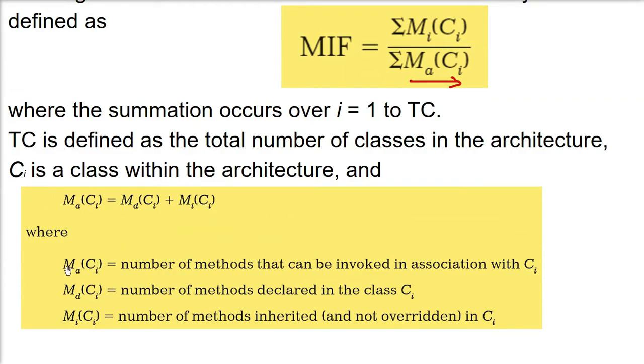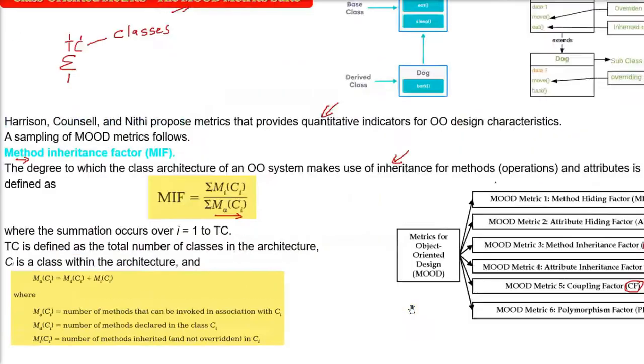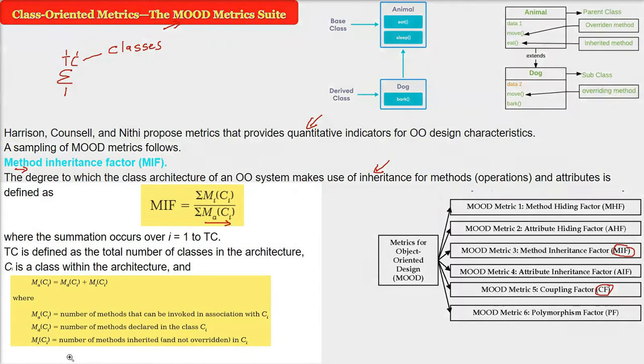This MA, MD and MI. This C is also the class we are referring to, because there are different classes. So MA is the number of methods that can be invoked in association with this class. So we are talking about association with Ci. MD is the number of methods declared in the class, and MI is the number of methods inherited, not overridden in the class. Let me show you what is this inheritance and overriding.